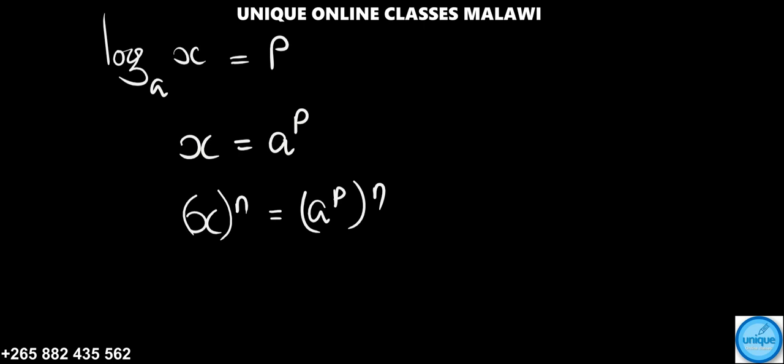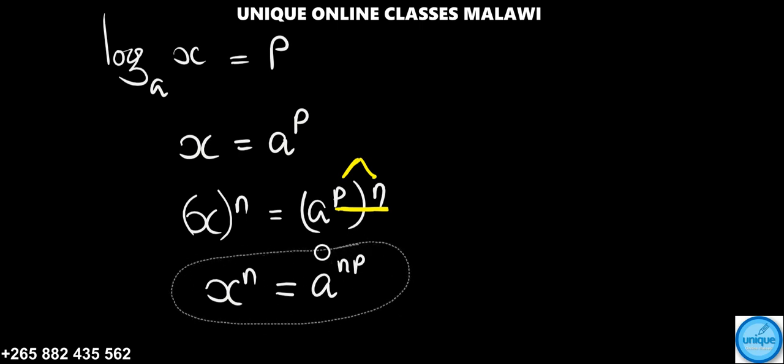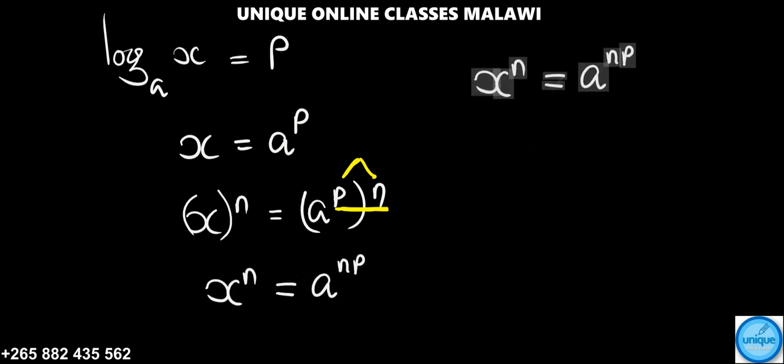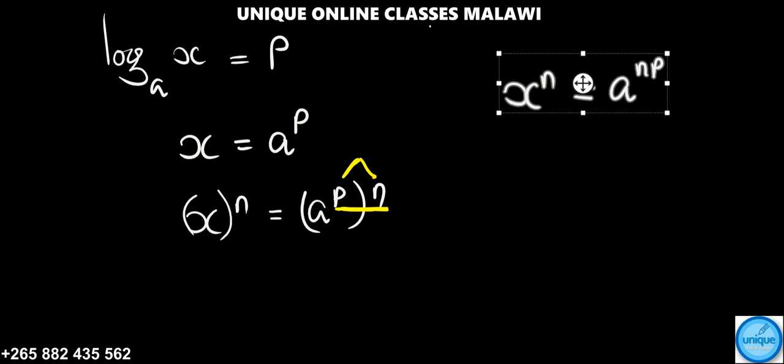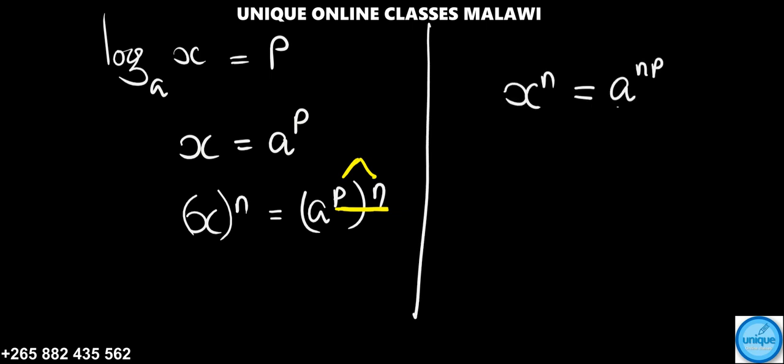Now, x to the power n is equal to a to the power p, all to the power n. We can apply laws of indices: a number raised to a power, in brackets, raised to another power, we just multiply. So it will be a to the power np. Now we go back to logs, taking log base a: log of x to the power n base a is equal to np.